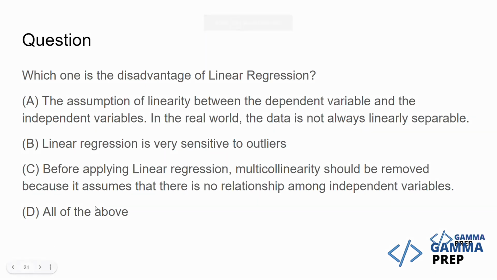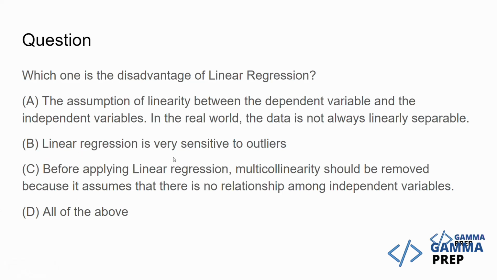Let's revise a bit, okay? So first question, which one is the disadvantage of linear regression? The first option says the assumption of linearity between the dependent variable and the independent variables. In the real world, the data is not linearly separable. Yes, so obviously it's very hard to get linear data in the real world. That's correct.